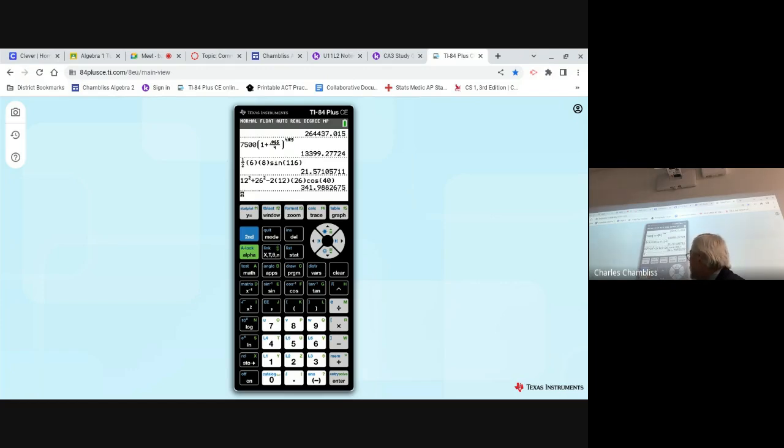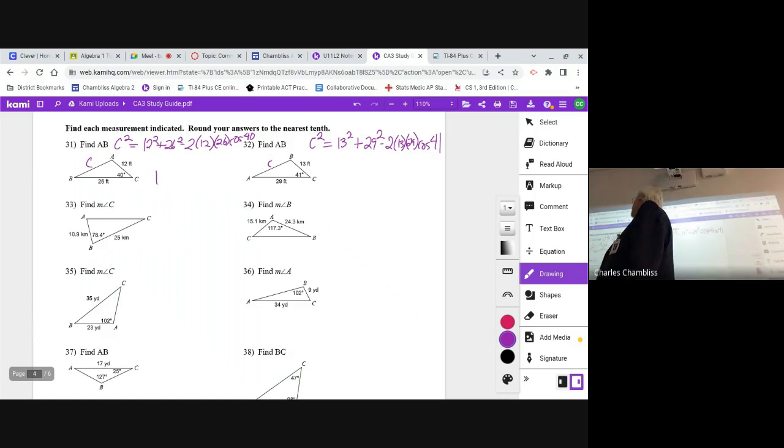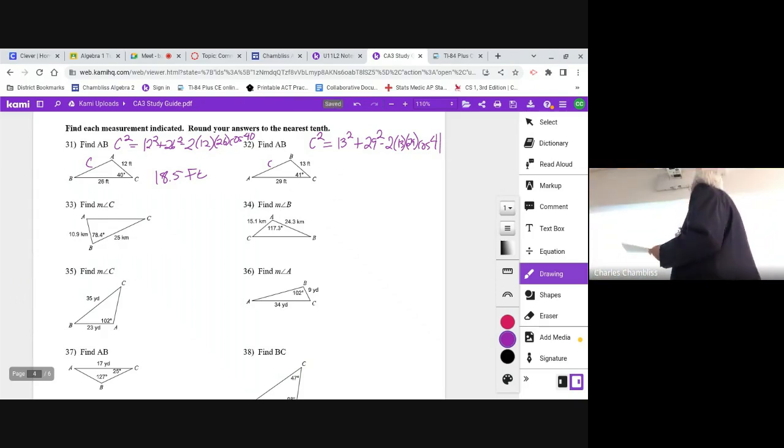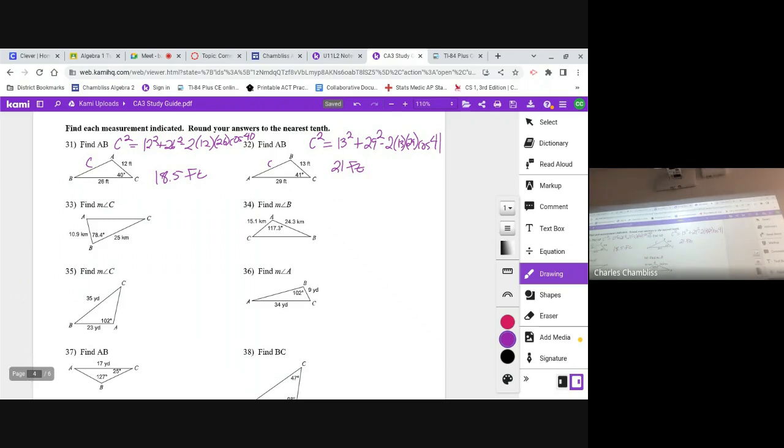So the square root, again, I hit second x squared, and then to just use the number you just had, if you hit second and the negative sign, it copies the answer. So there, 18.5 for this one. Not square feet, just feet. 32, same process. You type that stuff in the calculator, take the square root. That one's going to be 21 feet. Again, I've got it set up. You can practice typing in the calculator if you so choose.